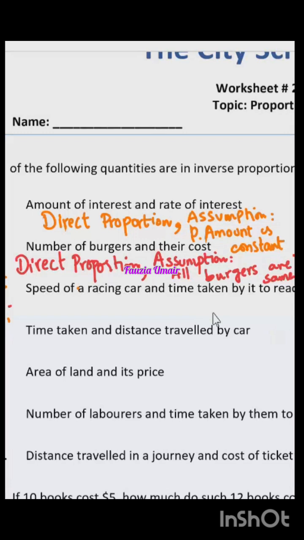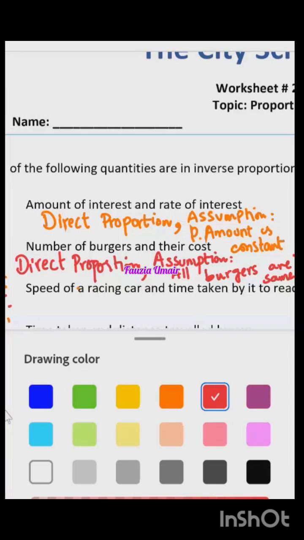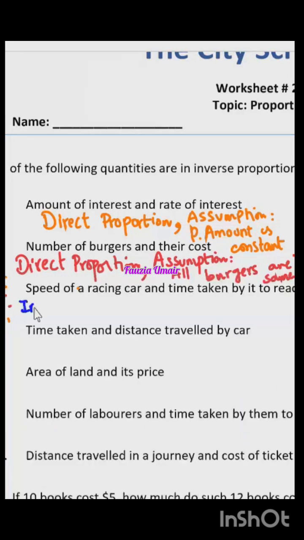Okay, so next is the speed of a racing car and the time taken by it to reach the destination. First of all, what kind of proportion is this? Speed of car and the time taken. Hashim? Inverse. It is inverse proportion. Why, Hashim? Because the more the speed of the car, the less time taken to reach. Excellent. The speed would be more, time would be less. If the speed is less, you will take more time to reach the destination.